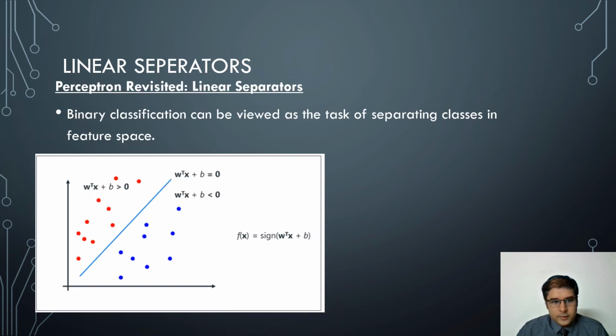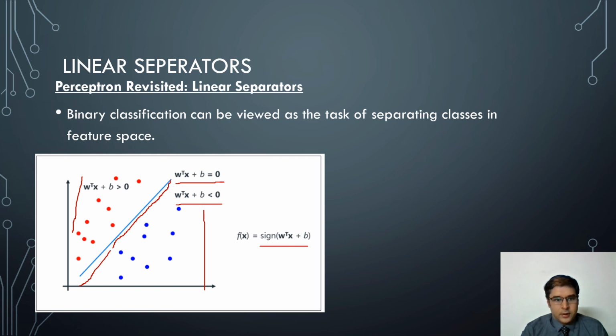Linear separators. Perceptron revisited. In the case of linear separators, binary classification can be viewed as a task of separating classes in feature space. So here the perceptron algorithm was sigmoid of WTX plus B, and where WTX plus B equal to 0 identifies this classifier here, this hyperplane, and if WTX plus B is less than 0, the data falls on this side, otherwise it falls on this side.